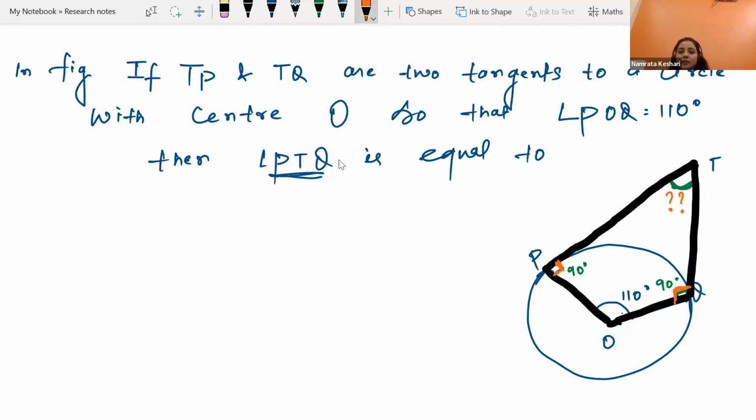POQT looks like a quadrilateral. So we can say angle TPO is equal to angle TQO, both are 90 degrees. Write the theorem: the tangent at any point on the circle is perpendicular to the radius through the point of contact. Write this theorem.